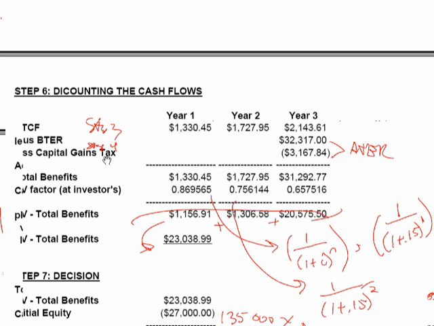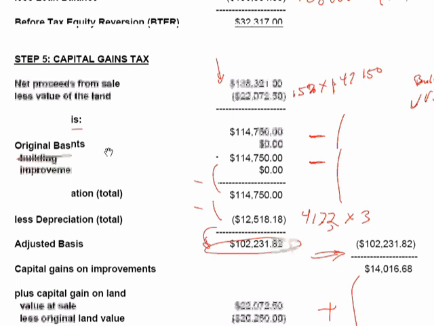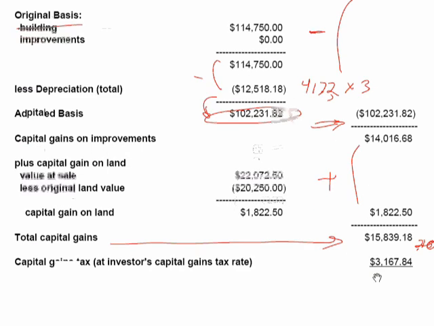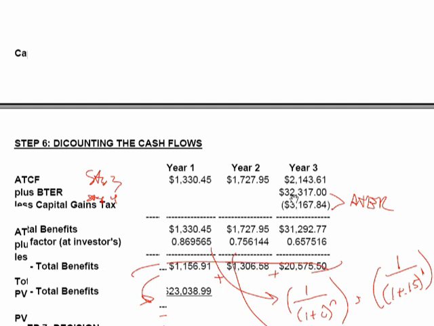If we take the capital gains tax that we paid from the end of step 5, okay, step 5 capital gains tax was $3,167, and we subtract that out from the before-tax equity reversion. That gives us what's called the after-tax equity reversion. So in year 3, we have two major things going on. We have the after-tax equity cash flow, and then we have the after-tax equity reversion. If you sum up all the cash flows, that gives us the total benefits for years 1, 2, and 3.